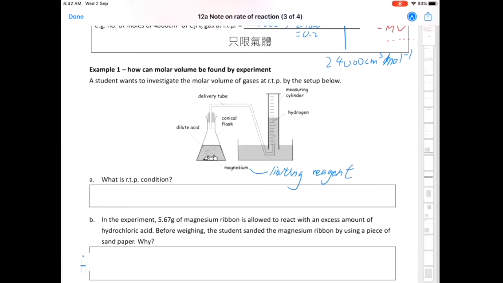And then for the acid, it should be in excess. I'll give you several seconds to think of the principle behind it. Can someone tell me the principle behind why we can use this setup to measure the molar volume of the gas?